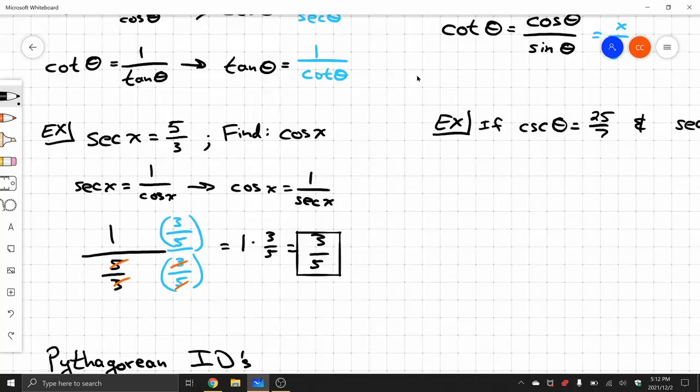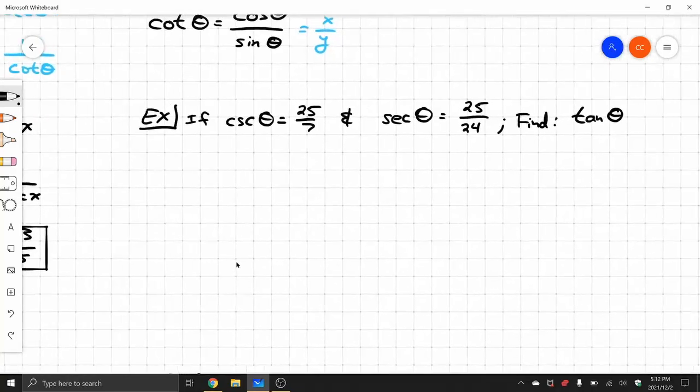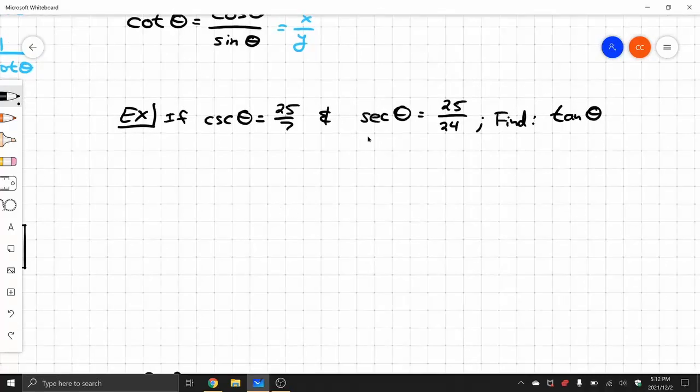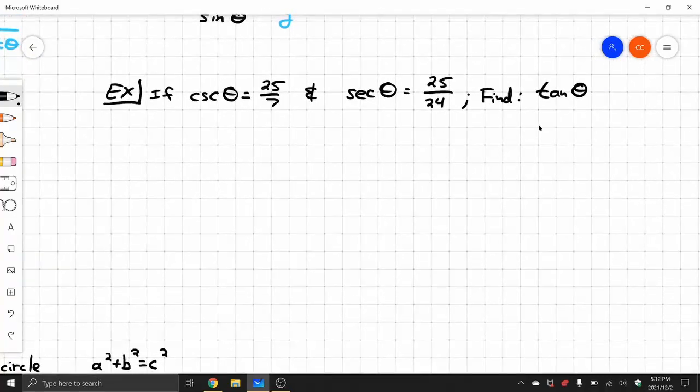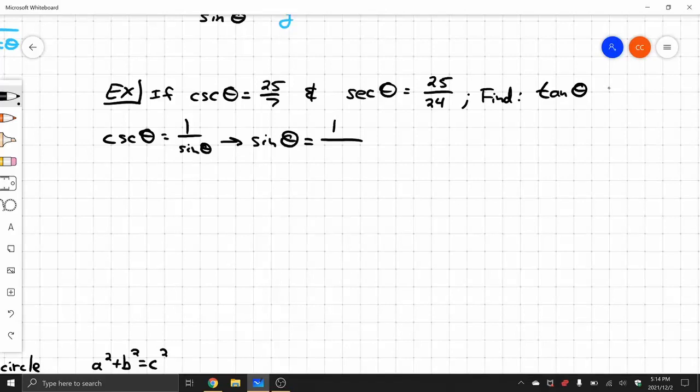Taking a look at another example. If I'm given cosecant theta is equal to 25 over 7 and secant theta is equal to 25 over 24, and we're asked to find tangent of theta. First I'm going to use my cosecant here, and I know that cosecant theta is equal to 1 over sine of theta. So my sine theta is going to be equal to 1 over my cosecant here. So 1 over 25 over 7, or 7 over 25.